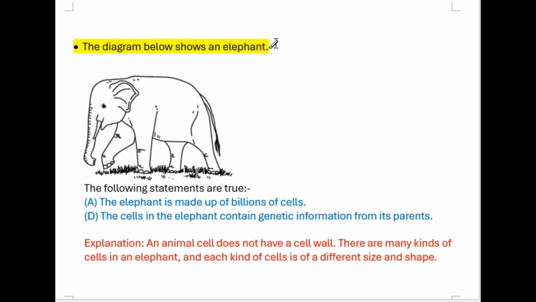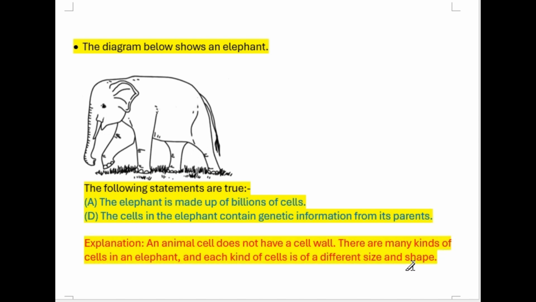The following statements are true. The elephant is made up of billions of cells. D. The cells in the elephant contain genetic information from its parents. Explanation: an animal cell does not have a cell wall. There are many kinds of cells in an elephant, and each kind of cell is of a different size and shape.